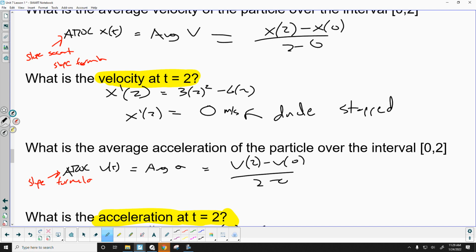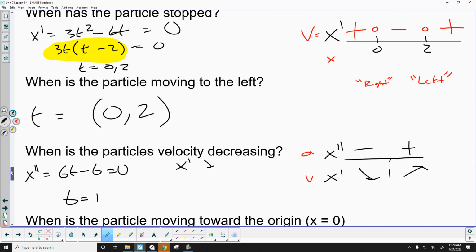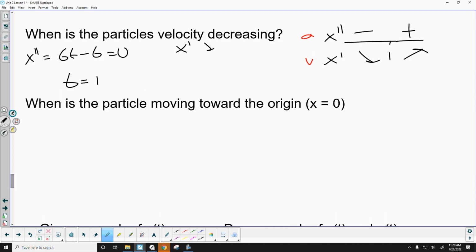Now, a new type of question. And this is not a question that I asked you with f prime and f double prime, because it really is nicely worded with this motion. The question is, when is the particle moving toward the origin? I'm going to change it to, is the particle moving toward the origin at t equals 1?